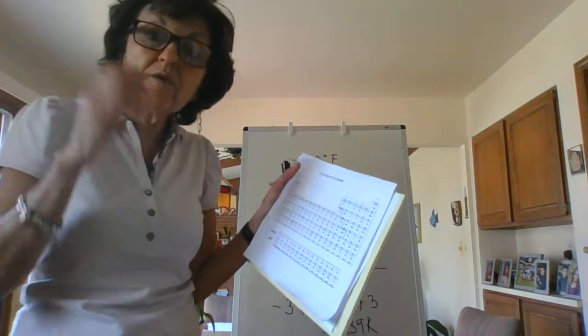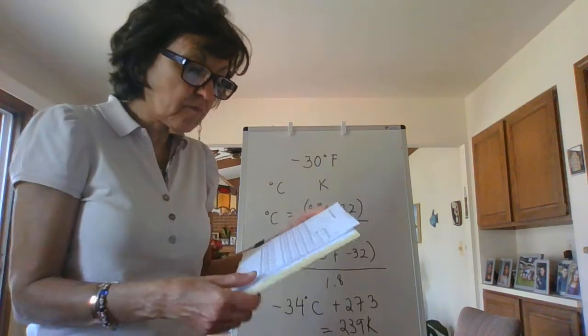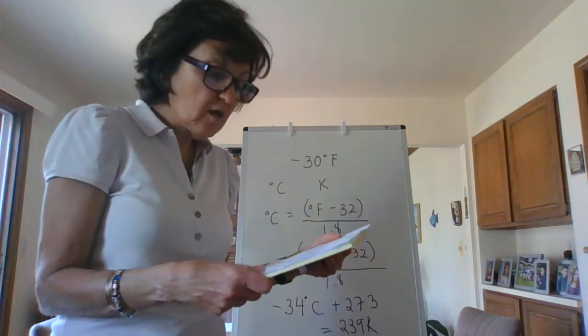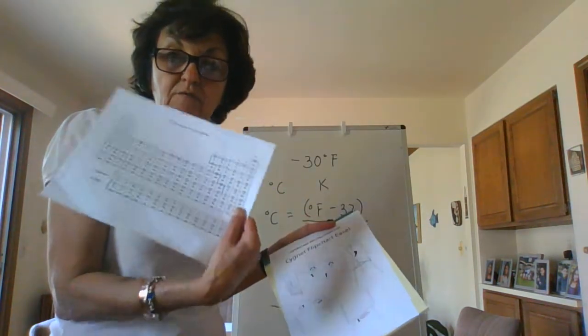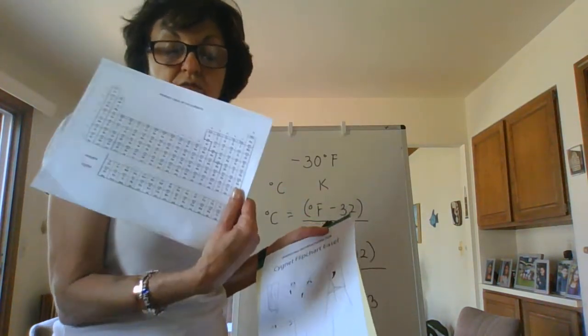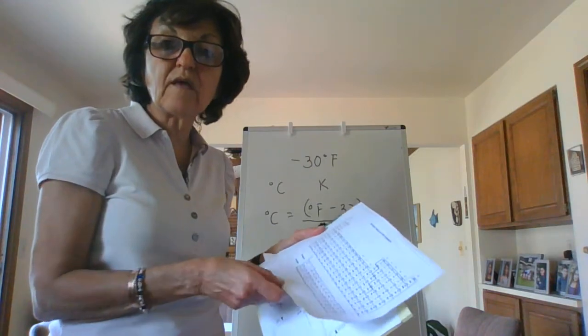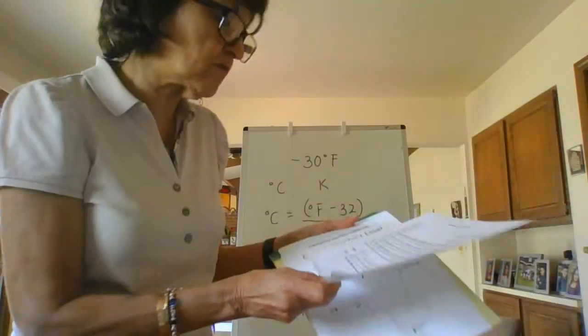And when I say know them, I mean know the symbol, okay, and know the name. You obviously don't need to know the atomic number or atomic mass. You will always be given a periodic table for every single exam. It will be this one, the same one that is on Canvas.